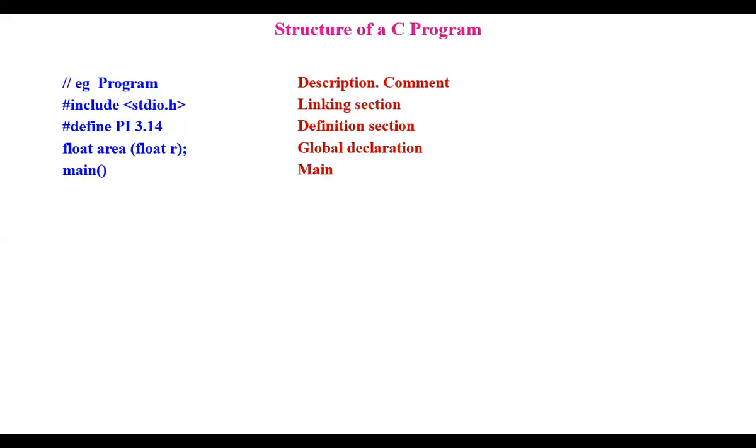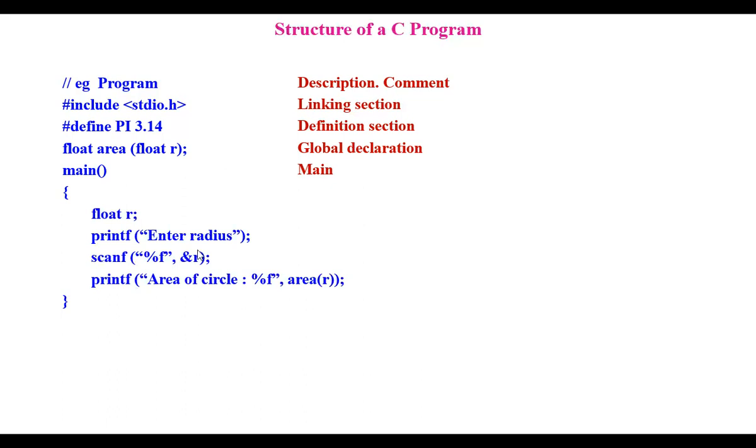Okay, main. Here comes the main program, the main function. We start with main and two brackets, open and close. And the curly brackets are required. After main, we open with the curly brackets and write whatever we want to perform here, depending on our requirement. Float, as I told you, is a number with decimal places.